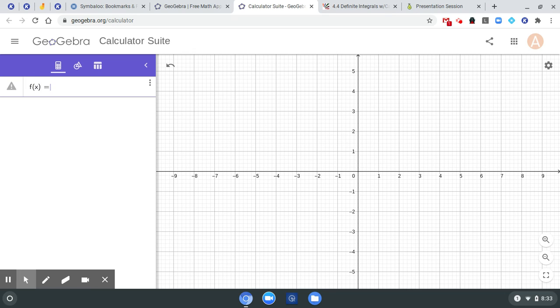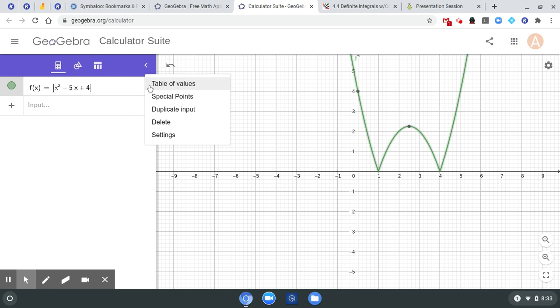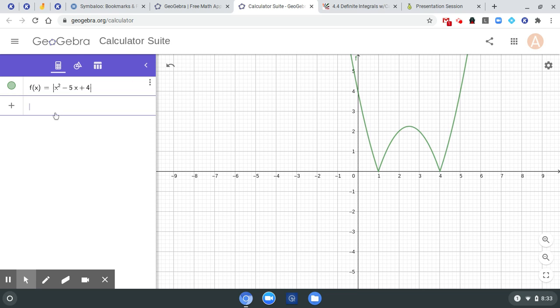Now, when I go to do absolute value, I'm going to type ABS. And as soon as I hit parentheses, it's going to give me the absolute value template. So int for integral, ABS for absolute value. My function is x squared minus 5x plus 4. And there's my function. And again, I could do special points and all that if I want to. We're just supposed to be integrating this thing. int, parentheses gives me my template. I'm integrating that thing from 0 to 5.